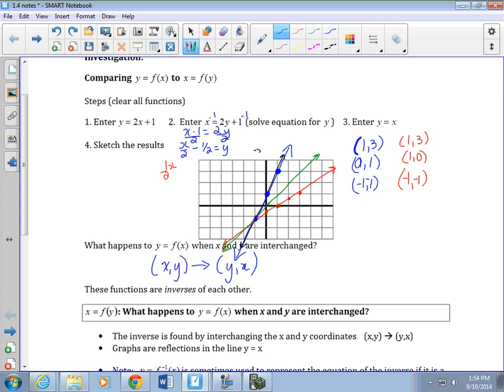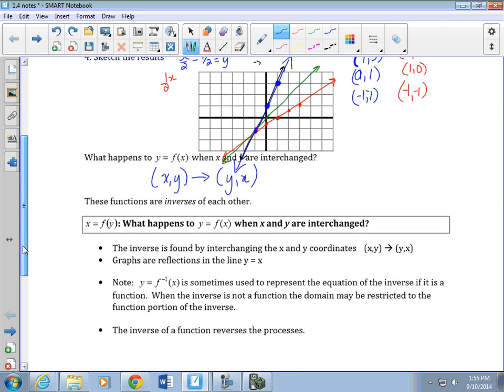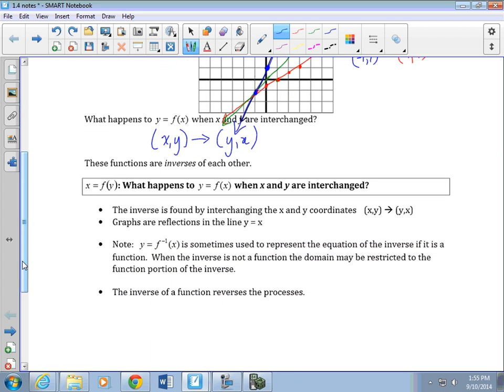So these functions are called inverses of each other. x equals f(y). What happens to y equals f(x) when x and y are interchanged? So the inverse is found by interchanging the x and y coordinates. So that's just flipping them. Graphs are reflected in the line y equals x.